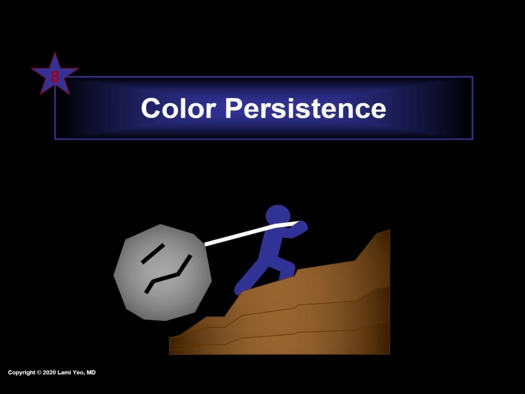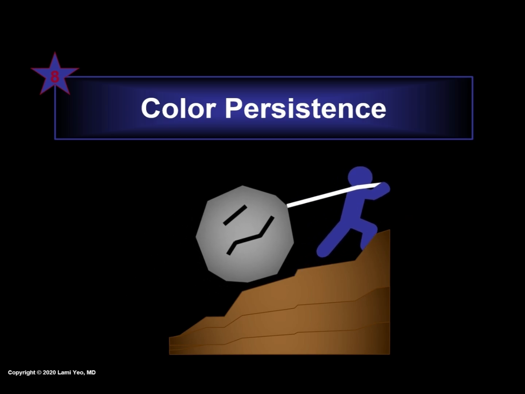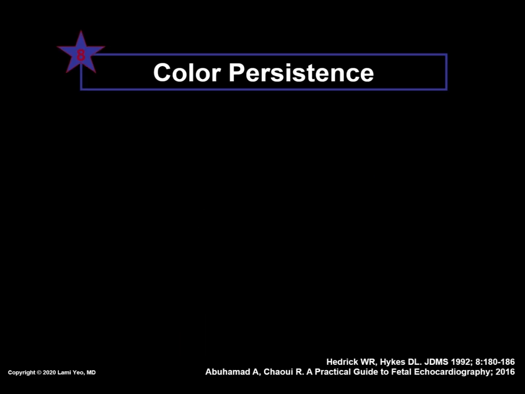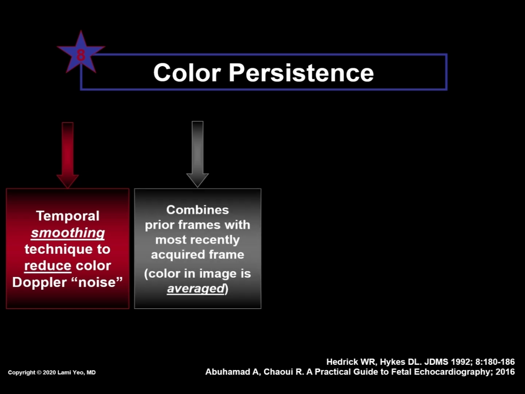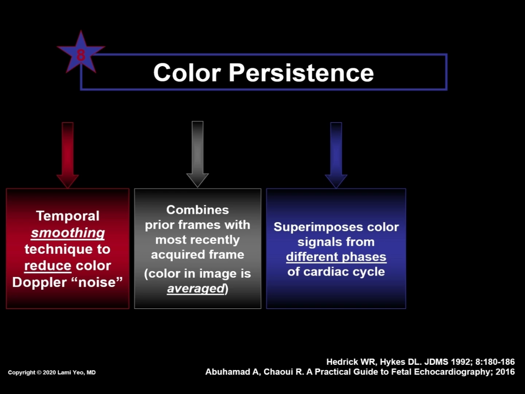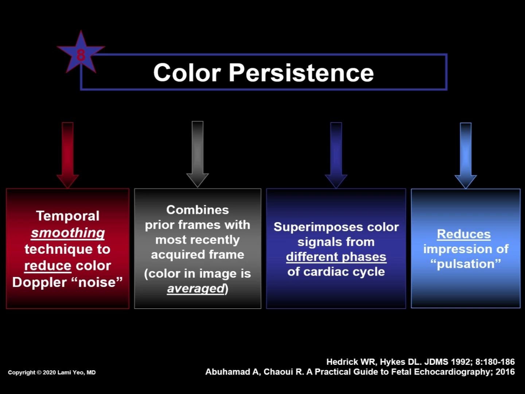The next color Doppler parameter to review is color persistence. This is characterized by the following features. It is a temporal smoothing technique to reduce color Doppler noise. Persistence combines prior frames with the most recently acquired frame. Therefore, color in the displayed image is averaged. Persistence superimposes color signals from different phases of the cardiac cycle. Taken together, persistence reduces the impression of pulsation.